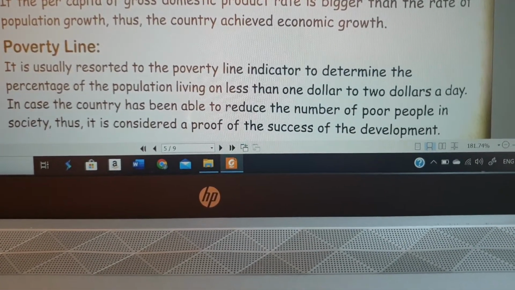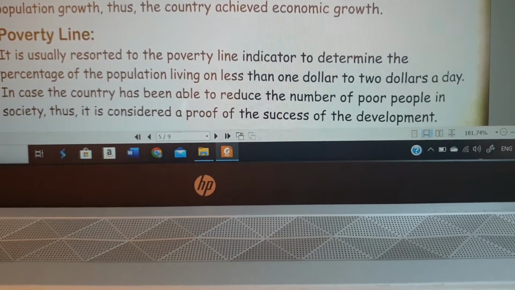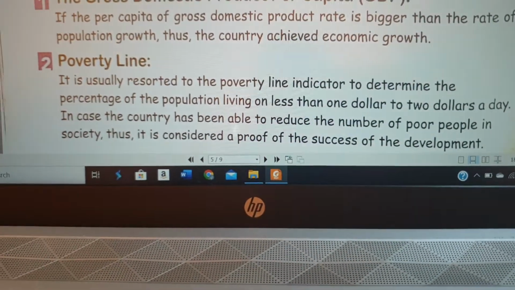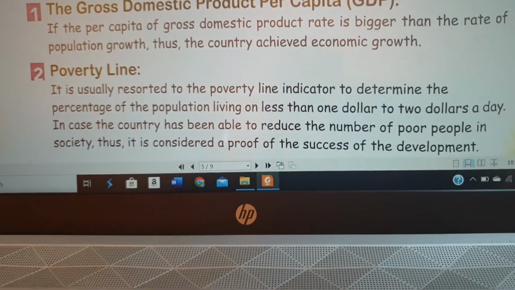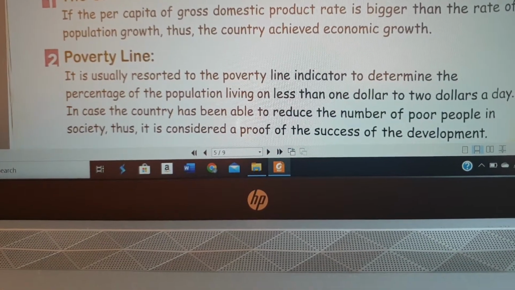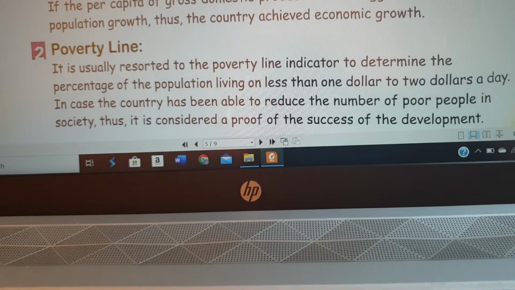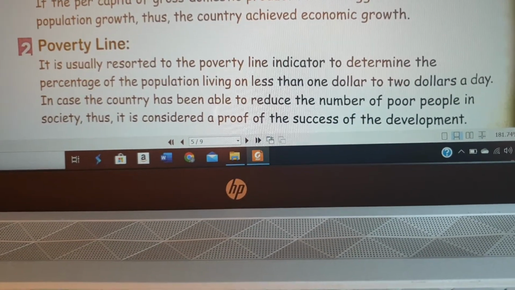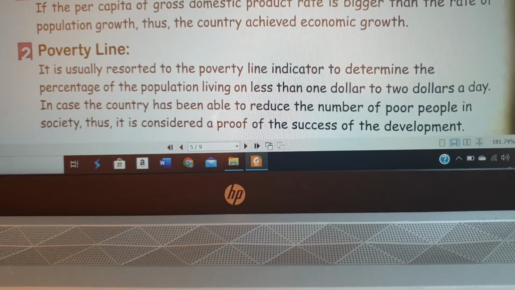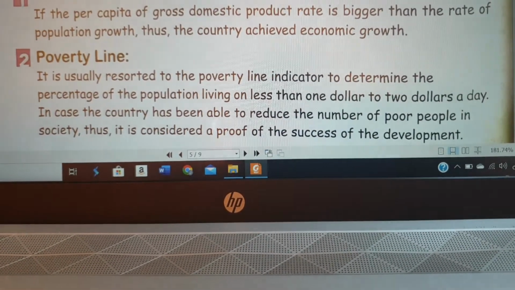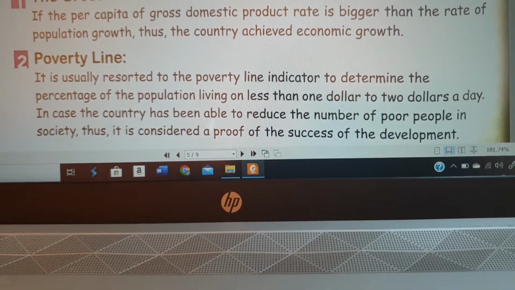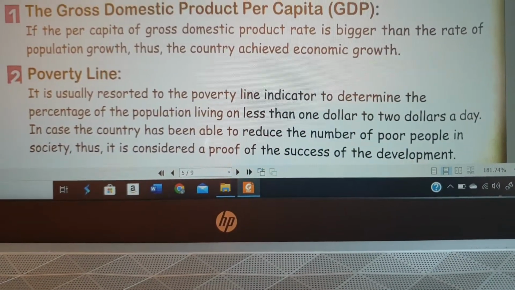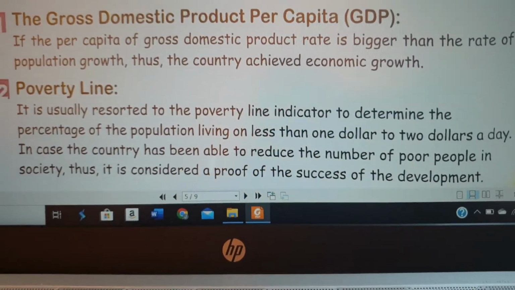In case the country has been able to reduce the number of poor people in society, thus it's considered proof of the success of development. So what does this mean? If any country has the ability to reduce the number of poor people, that means this country has a good economy and a good economic system. And this is why in some countries, if you go outside, the number of poor people is minimized, because the country provides them with many things. Okay, so this is the second indicator.